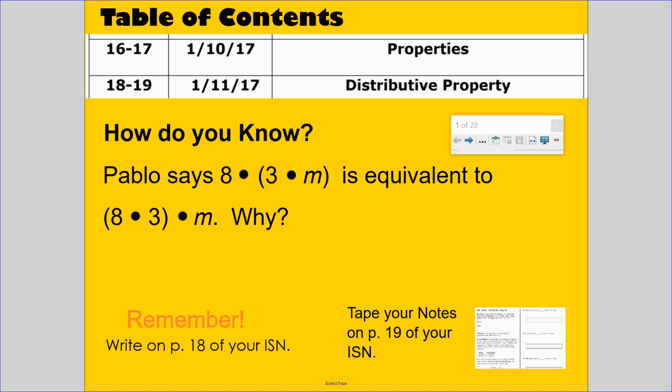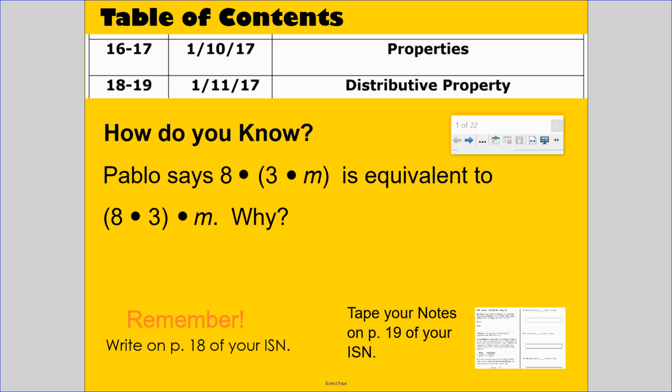In today's lesson, we're going to talk about the distributive property. So before we look at that, let's look at our number routine. How do you know? Pablo says 8 times the grouping of 3 times m is equivalent to the group of 8 times 3 times m. Why? Are they equivalent? Let's think about it.